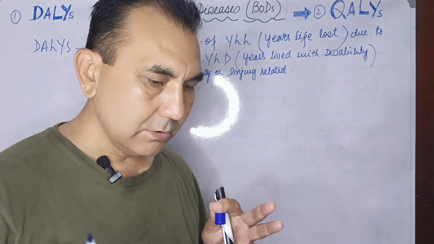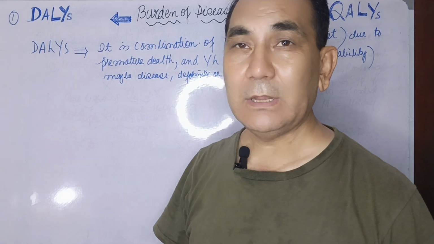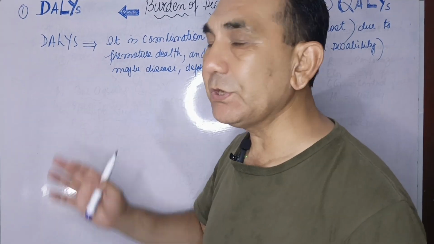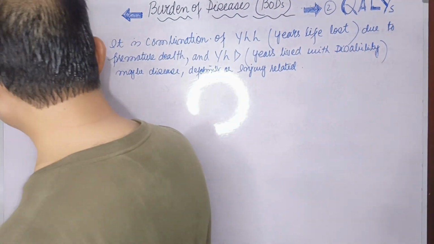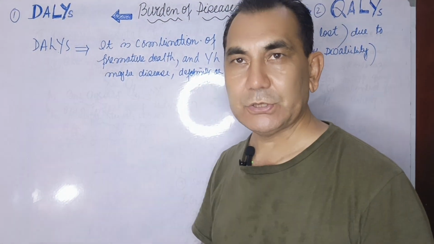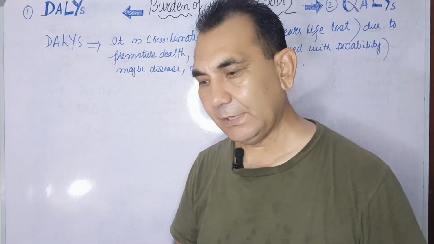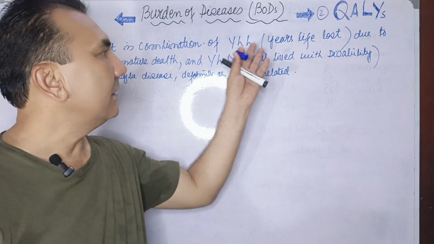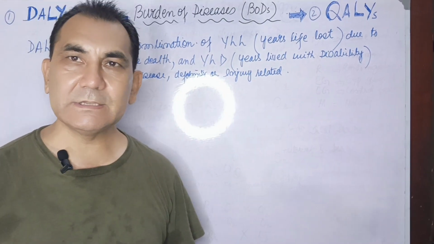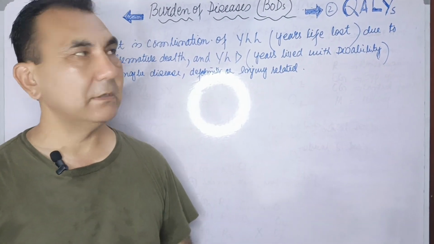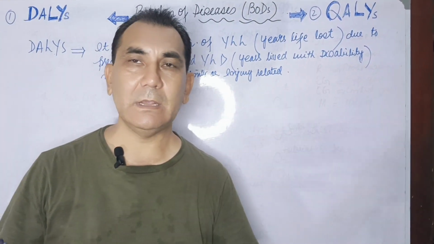So what is the DALYs? DALYs is the abbreviation of disability adjusted life years. It is the combination of the YLL and the YLD. YLL is the years of life lost due to premature deaths, and the YLD is the years lived with the disability. And the disability may be due to disease, deformity, or any injury.